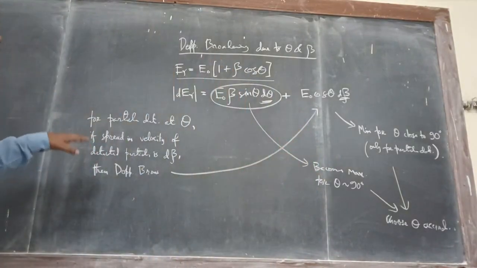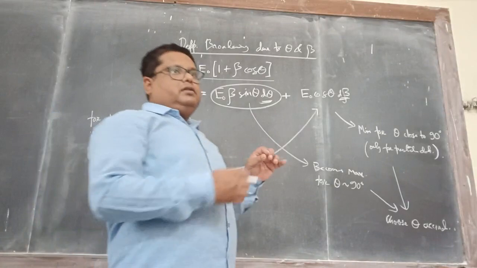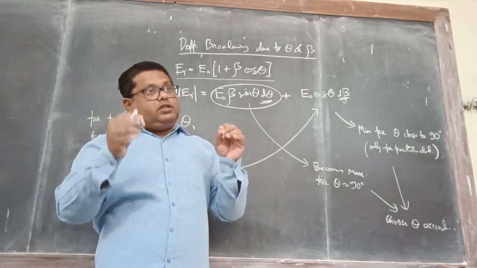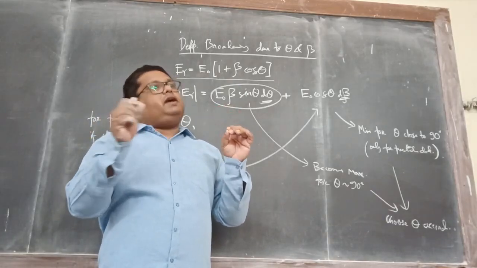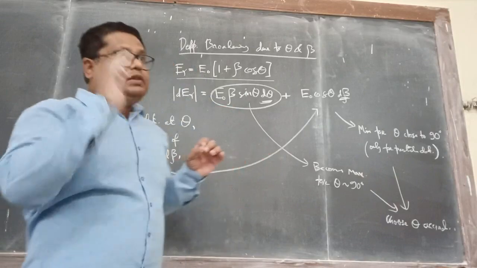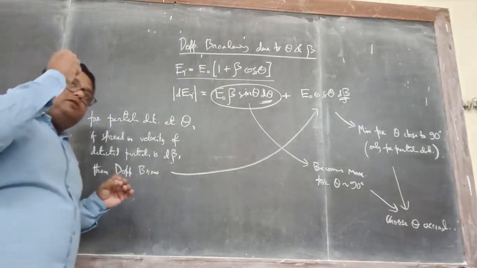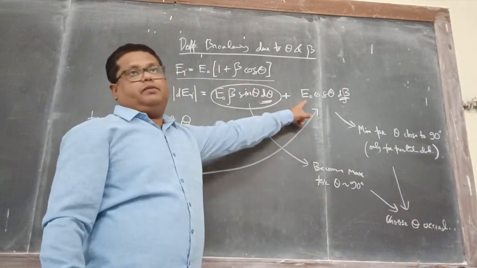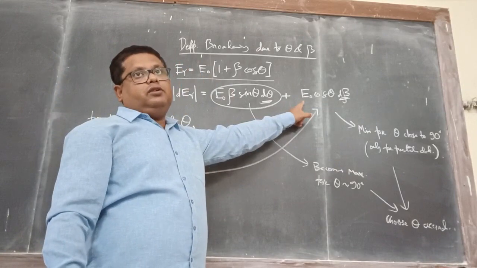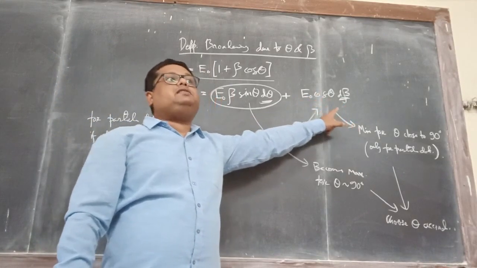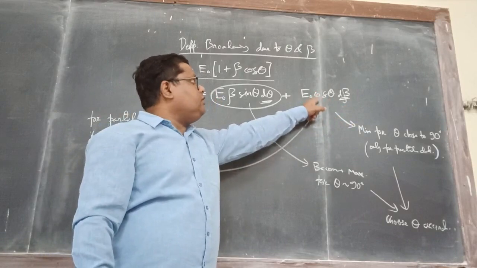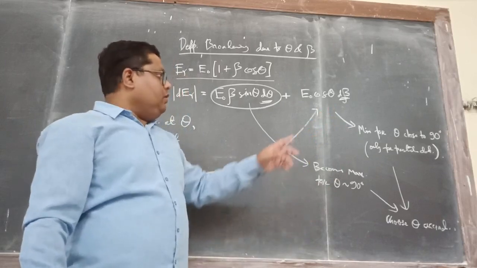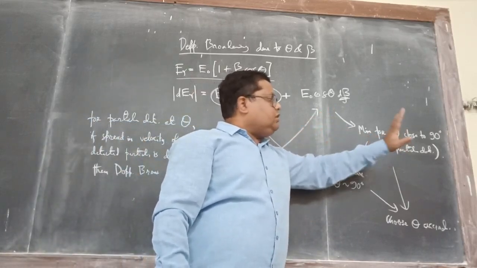And if there is a spread in the velocity of the detected particle, let it be a proton, let it be an alpha particle or whatever, the velocity with which they will be detected, if there is a spread in it, suppose that spread is d beta, then the Doppler broadening due to the spread in velocity of the detected charged particle itself is this term, E0 cos theta d beta. Now where is this minimum? This is minimum when cos theta is 0, that is, for theta close to 90 degrees.